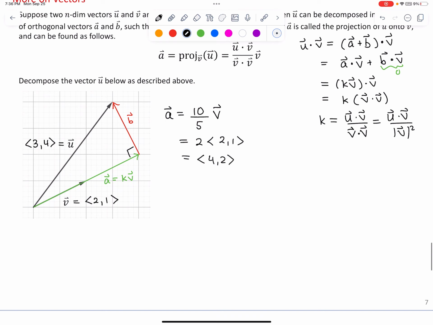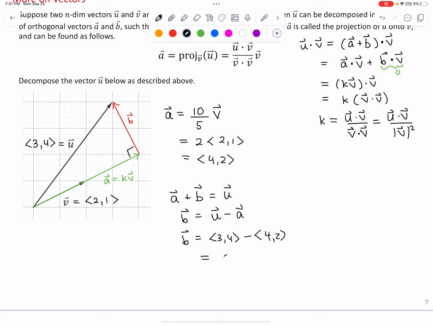Now, once you find vector a, finding vector b is easy, because we know that vector a plus vector b needs to be equal to vector u. And since we know vector a, we can say that vector b, therefore, has to be the difference of vector u minus vector a. So vector b will be equal to vector u, which is 3, 4, and subtract from it the vector we just found, which is 4, 2. And this gives us the vector negative 1, 2, which you can see in this imagery, vector b would be left 1, up 2, whereas vector a is right 4, up 2.